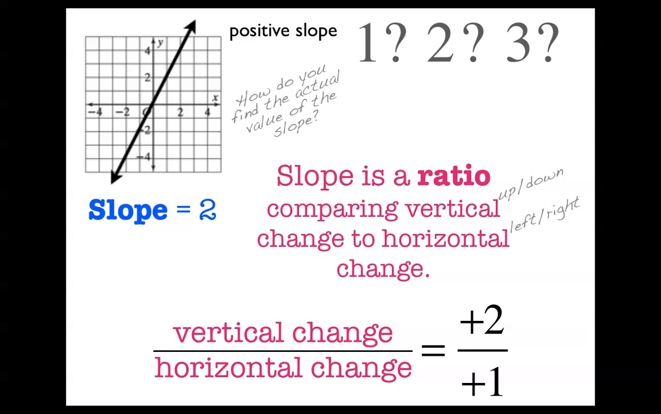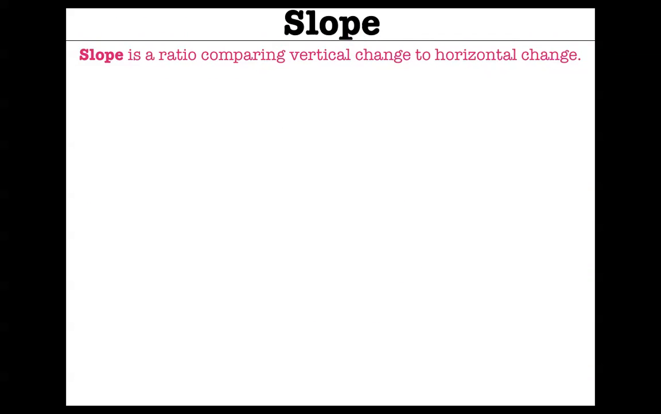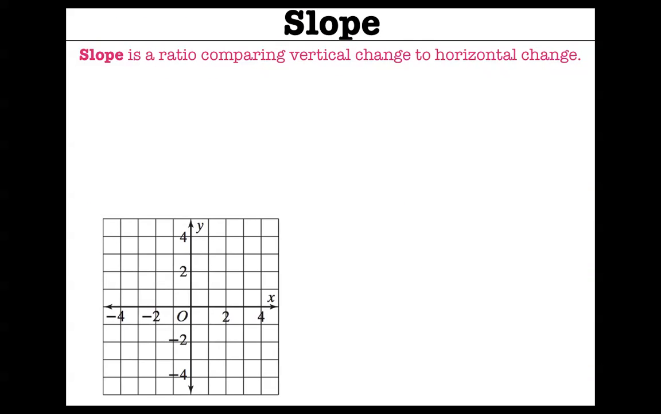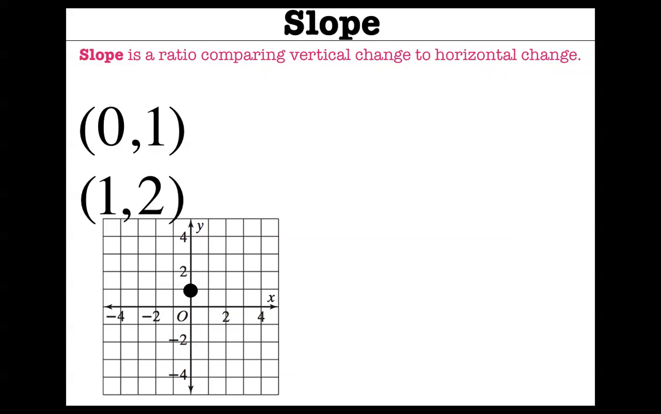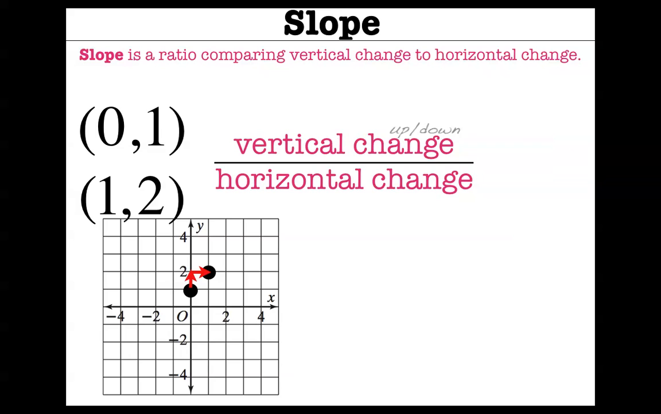Okay, if that didn't quite make sense, let's try another example. Okay, remember, slope is a ratio, and it's going to compare vertical change to horizontal change. So what if I connected 0, 1 with 1, 2? Notice my vertical change as I go up 1, and my horizontal change as I go forward 1. Okay, so my up-down change over my left-right change is positive 1 because I go up 1, and positive 1 because I go right 1. Going right once is like going forward once, so that's a positive 1.